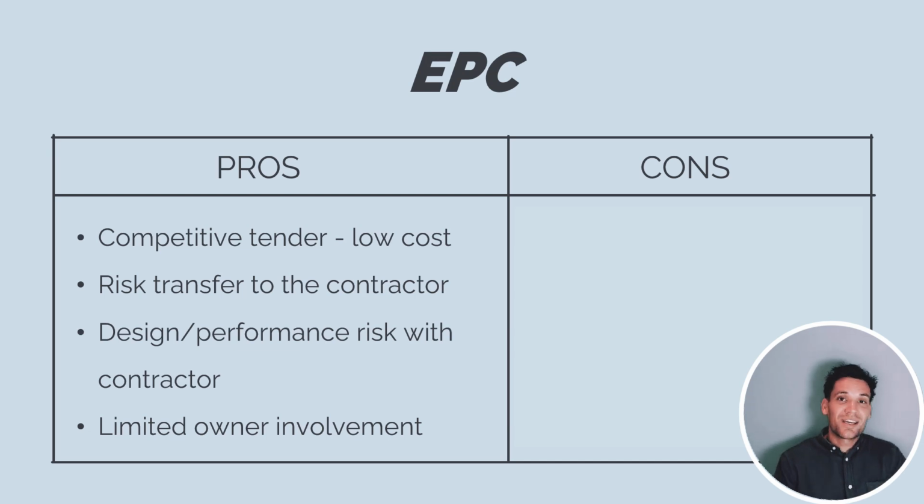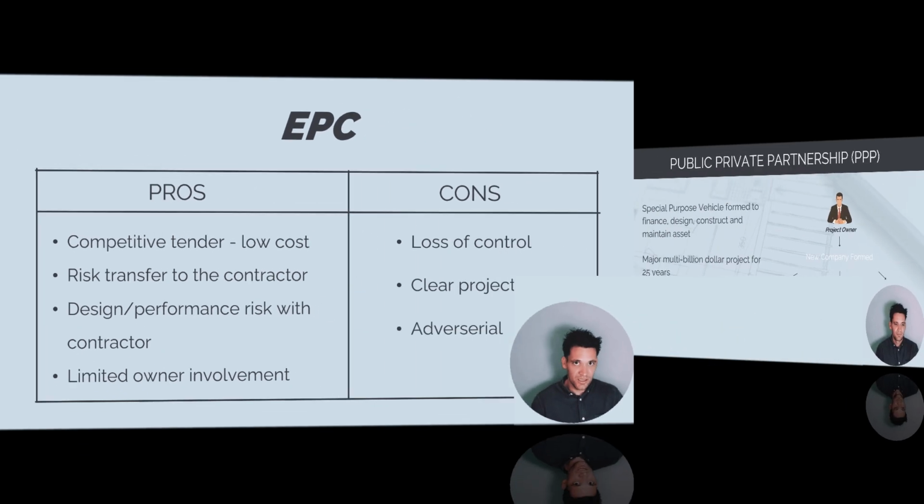The negatives is you get complete loss of control. Any changes will be incredibly costly and disruptive. You need a very clear project scope and defined performance requirements. And then this is one of the most adversarial project models because all the risk is with the contractor and the owner can pretty much argue anything should be part of the project scope. So it's very adversarial and contractors take on a lot of risk.